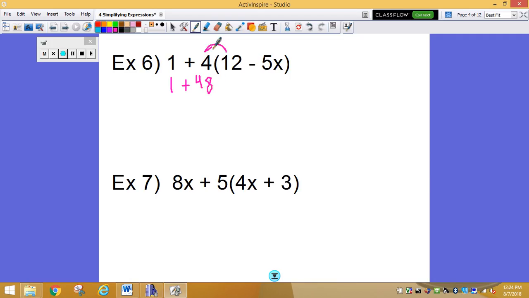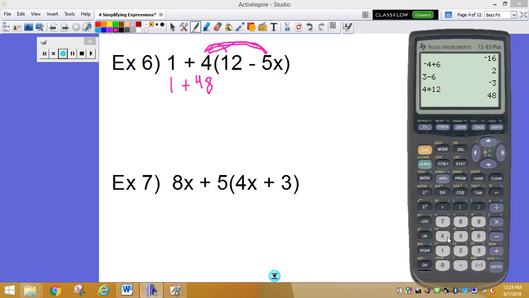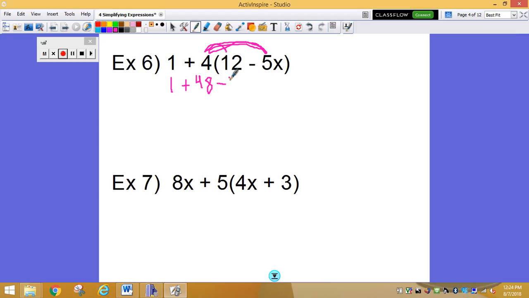Okay, I'm going to multiply again. 4 times, now, again, like before, I'm going to treat this as a negative 5. 4 times negative 5 gives me negative 20. Because it's a negative, it's going to be a minus 20. So 4 times 5 was 20, and this 5 had an x, so I'm going to bring an x down.